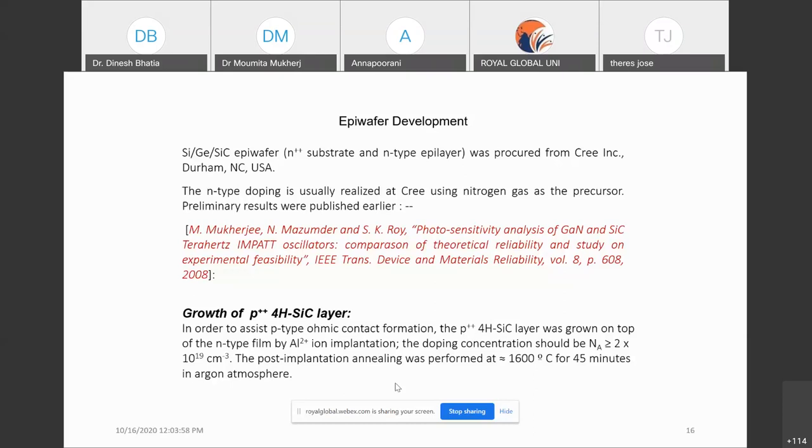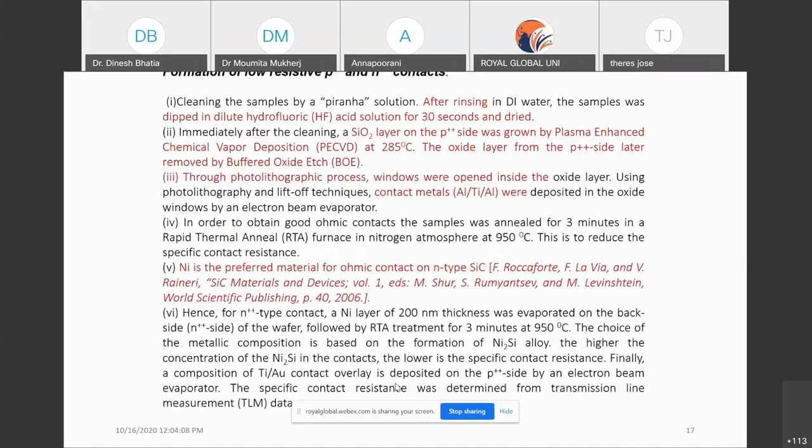So for this layer formation, the P++ 4H-SiC layer was grown on top of the film by the aluminum ion implantation technique, and the doping concentration we have chosen is of the order of 10 to the power 19 per centimeter cube. Because this is the optimization, the temperature, the doping, the time, it has been optimized by several runs. And then the post-implantation annealing was performed at 1600 degrees centigrade for 45 minutes in argon atmosphere.